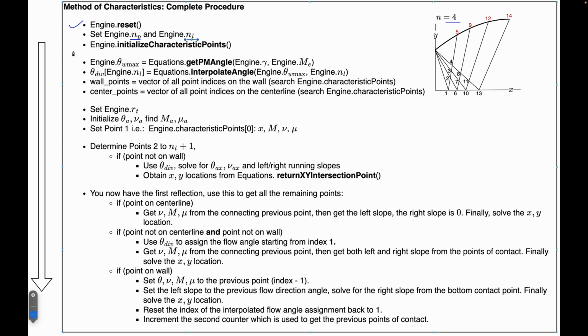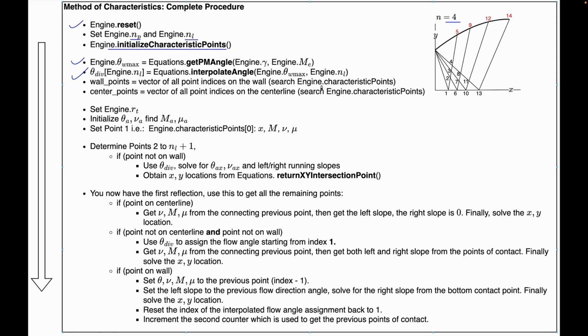You then initialize the characteristic points, which tells you which ones lie on the center line, in this case 1, 6, 10, and 13, which ones are on the wall: 5, 9, 12, and 14. You can set these from this one method here. Get the maximum wall angle. You break up into divisions. You pass the number of lines. You pass 4 into this here. It'll be a size 4 array.